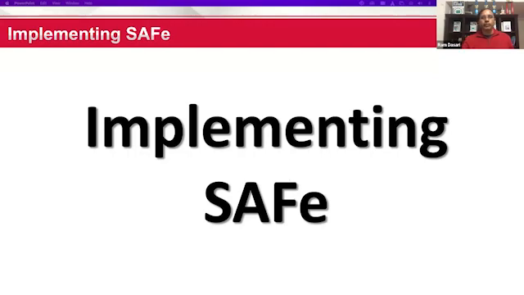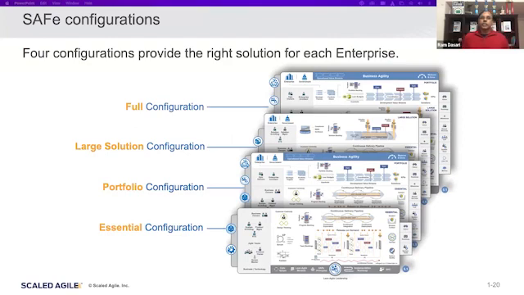The SAFe configurations: there are four types: Essential SAFe, Large Solution configuration, Portfolio configuration, and Full configuration. It depends on each organization. Let's say the organization is small, or even if the organization is big and they want to start off with Essential SAFe, then they will be looking at Essential SAFe initially.